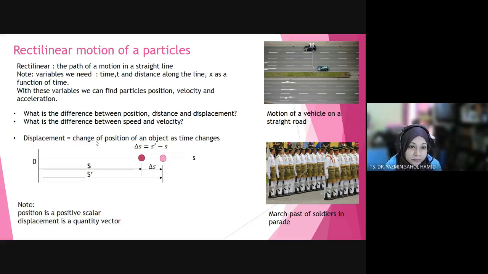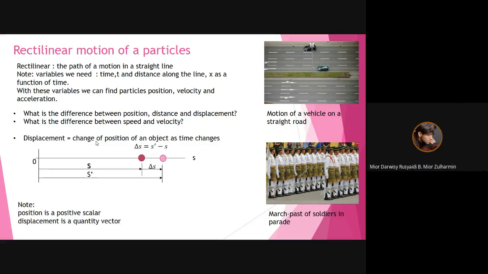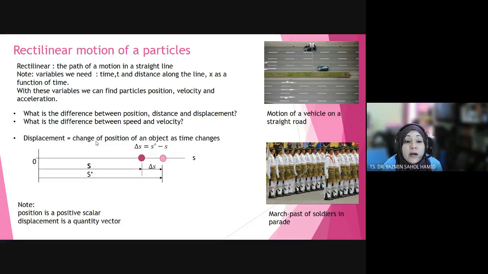Okay, now displacement. Let's go to displacement. Let's call another name. Okay, Mr. Myor Darwishi Rushaidi, can you please read out loud what displacement means?